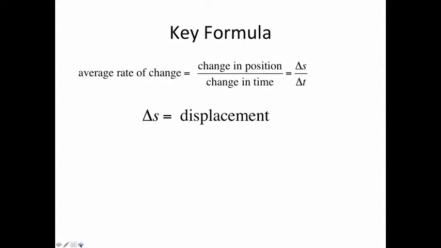The key formula that you'll need for this lesson is to find the average rate of change, which is the change in position over change in time, or delta S over delta T. You will also see delta S in your book referred to as displacement or net displacement, so don't worry if you see that. It just means a change in position.